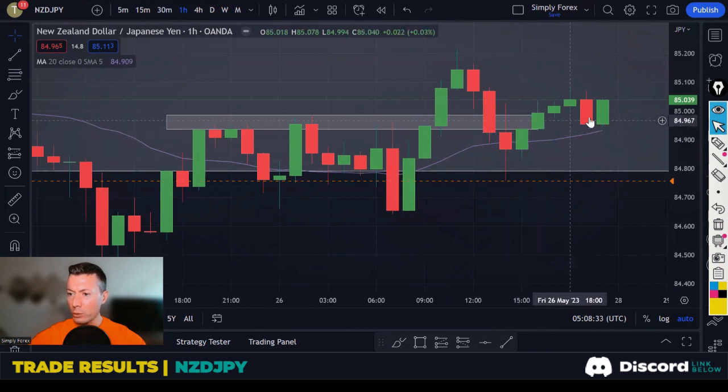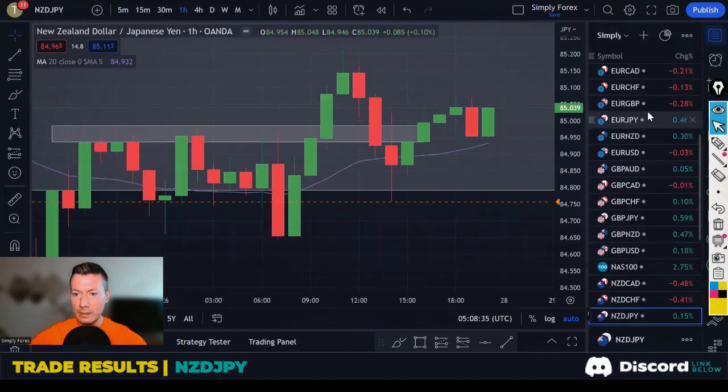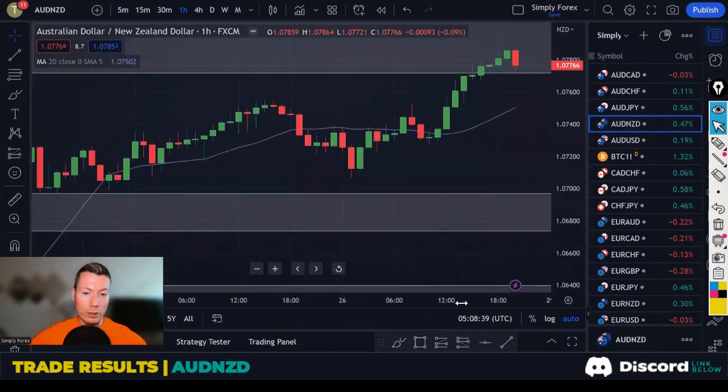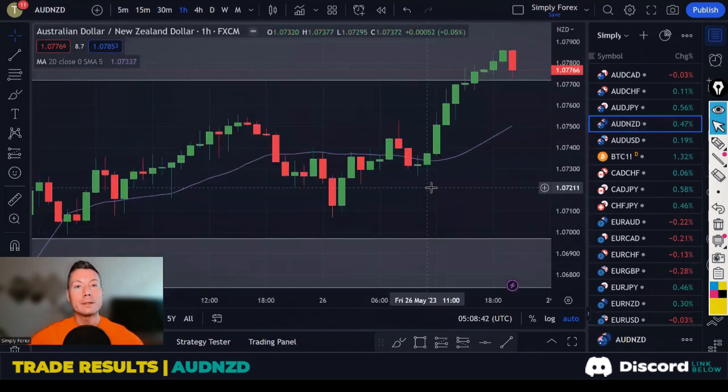And the final trade from Friday was this. Aussie dollar, New Zealand dollar. And I've got this one wrong, guys. Okay, it will happen. Don't worry. Don't beat yourself up if you have a losing trade. Nobody has winners all the time.